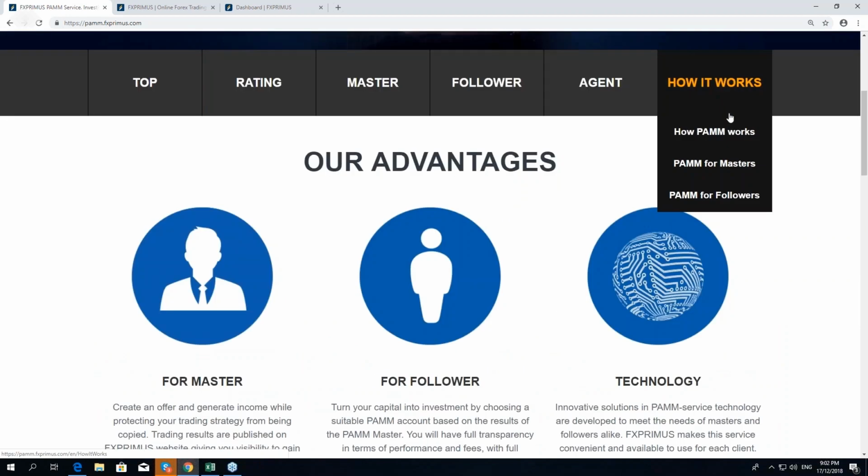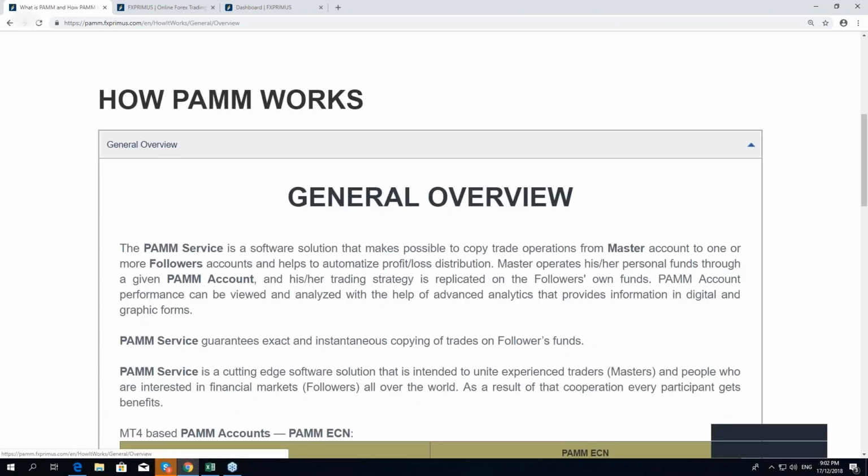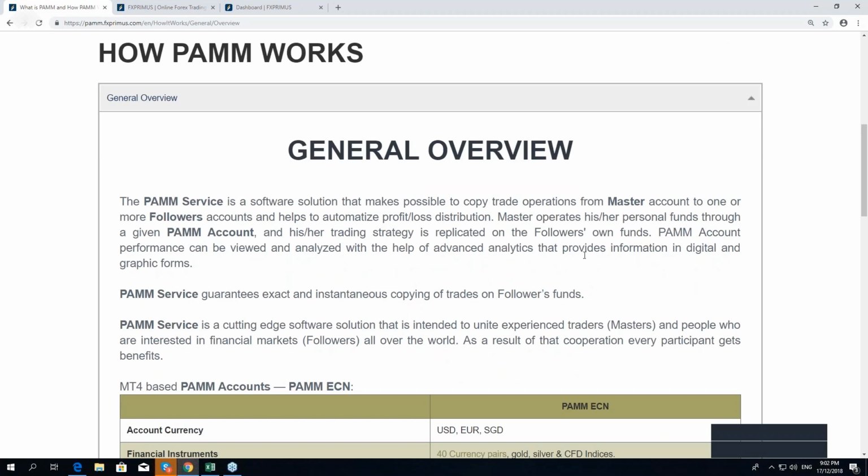I would also like to click on how PAMM works. We just ran through a quick one just now. Basically, PAMM is a solution to make it possible to copy trade operations from a master account to one or more follower accounts, and helps to automate the profit and loss distribution. The PAMM service guarantees the exact and instantaneous copying of trades on followers' funds. It is very cutting-edge software, and as a result of this cooperation between the masters and the followers, every participant will benefit from this arrangement.